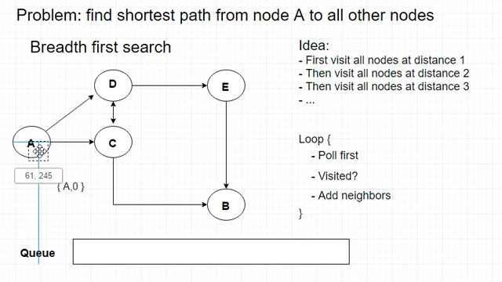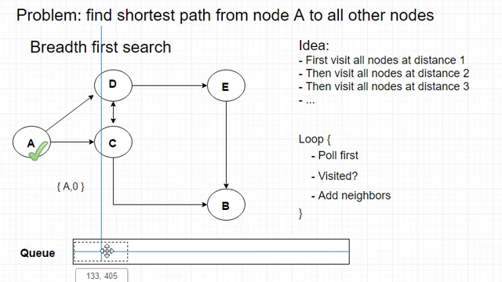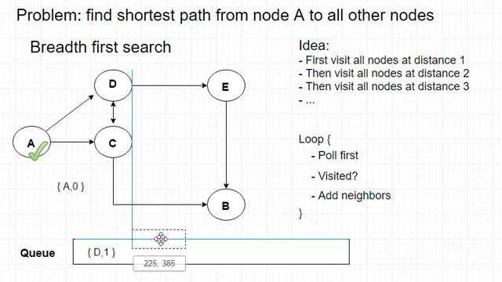But we haven't, so now we will visit A. We will mark it as visited, and we will add its neighbors to the back of the queue. Now we can get to D with one step from A, and we can get to C with one step from A. Now the order in which I added these is arbitrary. We would get the same result if I added them in the other way. It doesn't matter.